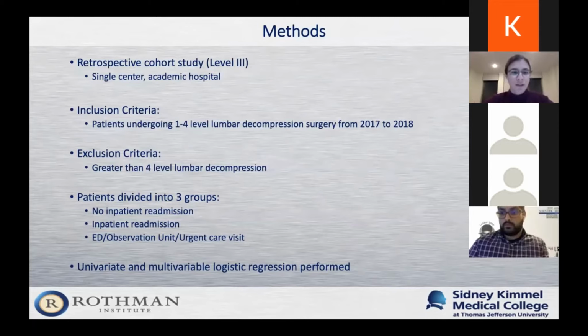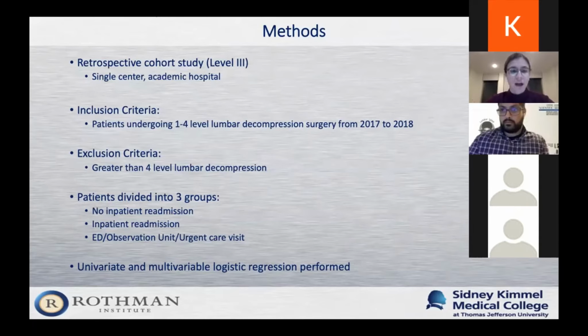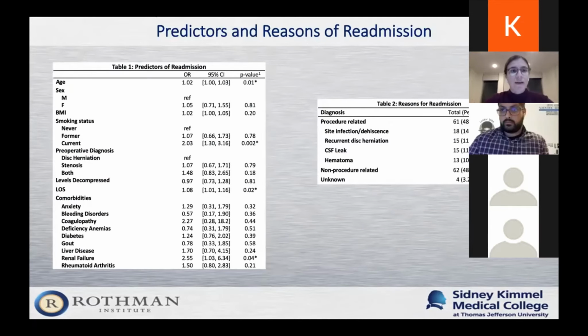We then divided these patients into 3 groups: patients that did not have a readmission, those that did have a readmission, and patients that either had an ED, observation unit visit, or urgent care visit. We then used univariate and multivariate analysis to compare the groups. After univariate analysis and comparing the 3 groups, we constructed a multivariable logistic regression.